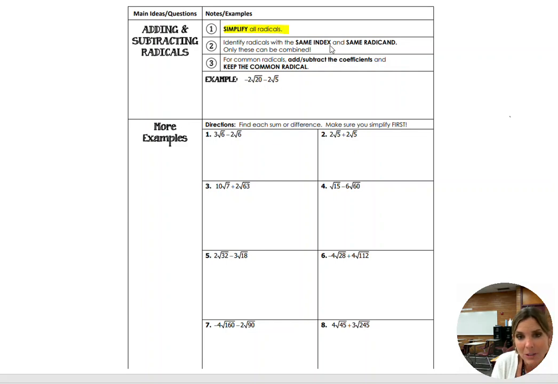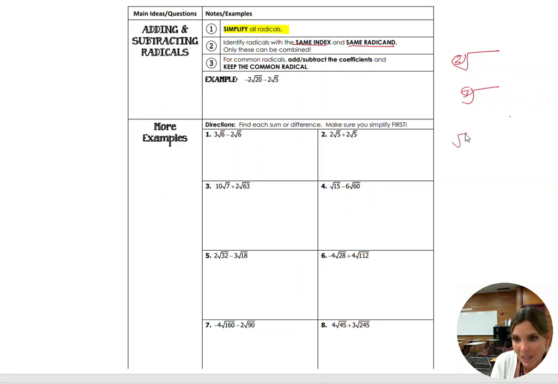Now, once all of the radicals are simplified, you want to look and see if any of the radicals have the same index and the same radicand. Now, the word index, that means, for example, this would be a square root, so the index would be 2. If I have something like this, this would be a cube root, and that index would be a 3. Okay, so on a square root, we never write the 2, but on a cube root, we always write the 3. And then same radicand means that they have the same number underneath the radical.